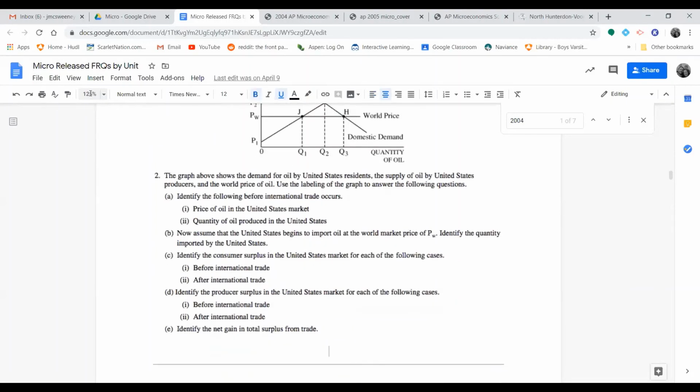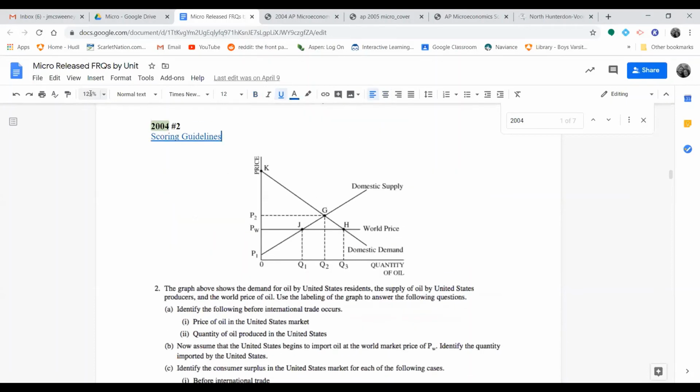All right, C, identify the consumer surplus in the United States market for each of the following cases. 1 is going to be before international trade, and 2 is going to be after. So before international trade, we're looking at KGP2. Remember, area below demand, above price. Price was P2 before trade. Price is now going to be PW after trade, so that's going to increase our consumer surplus. So our new triangle, or new surplus, is going to be KHPW.